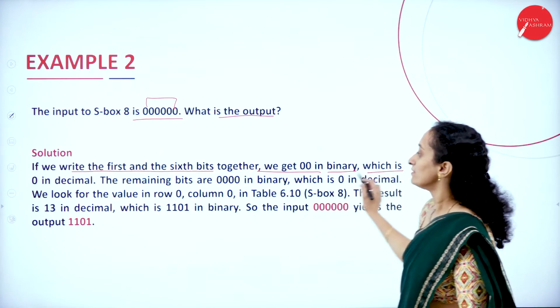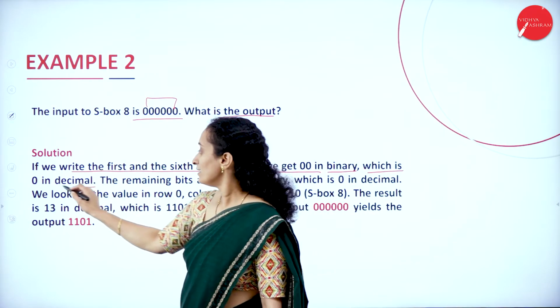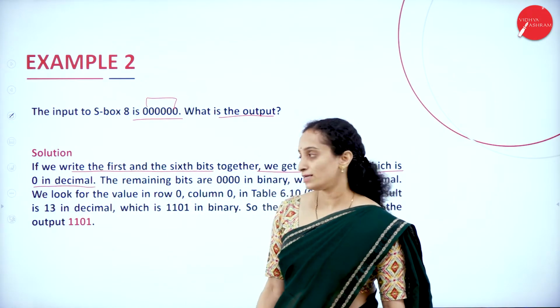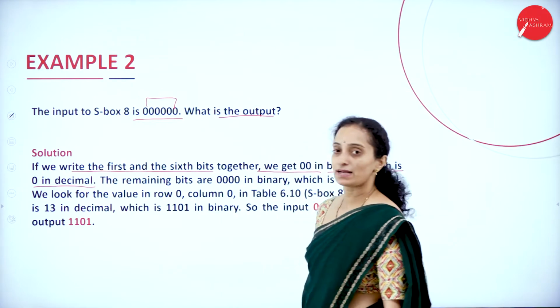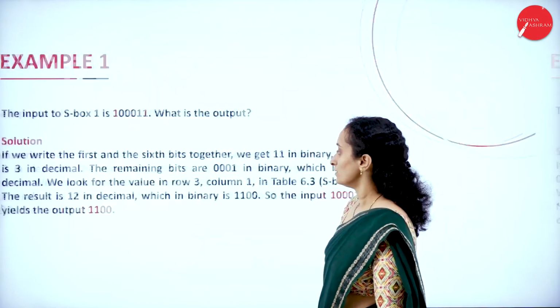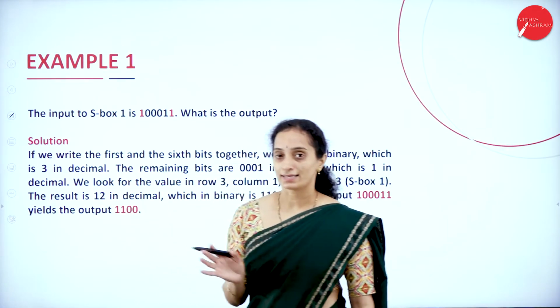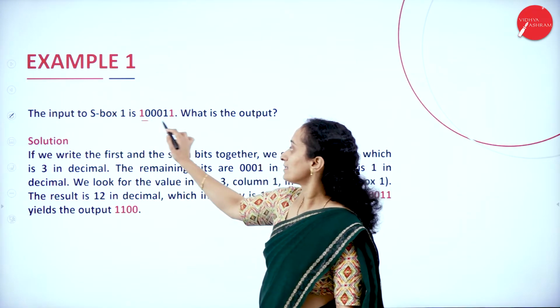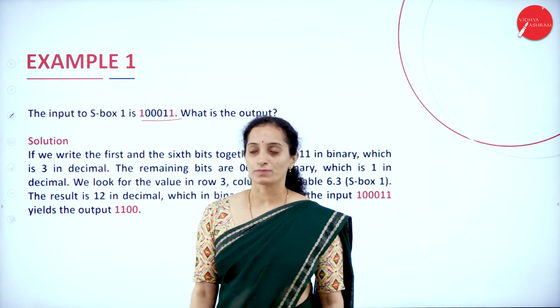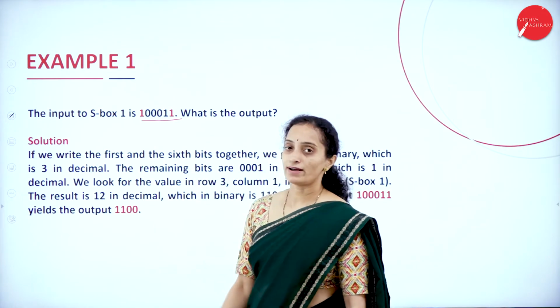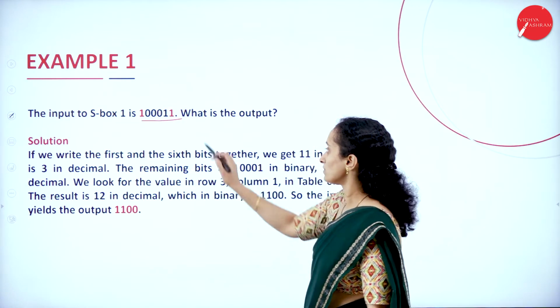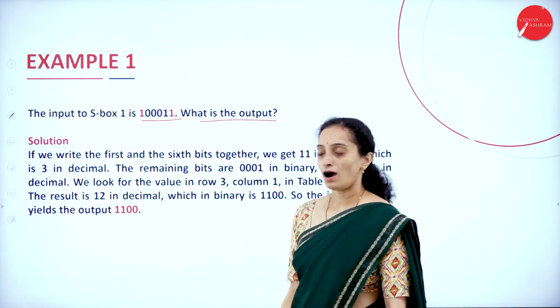That means 0 in decimal, which will be considered for the row. We shall take the example for this S box with this combination of 3 ones and 3 zeros. How do you calculate the output?